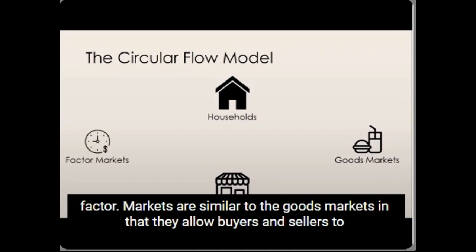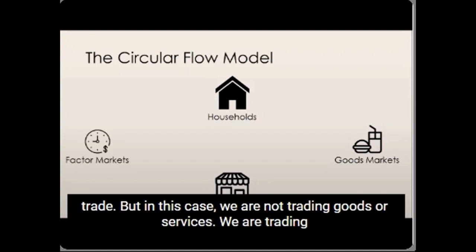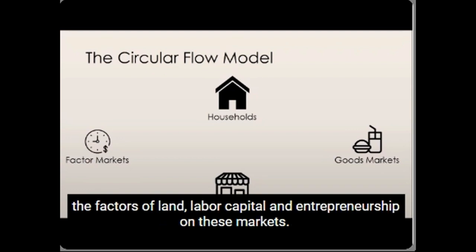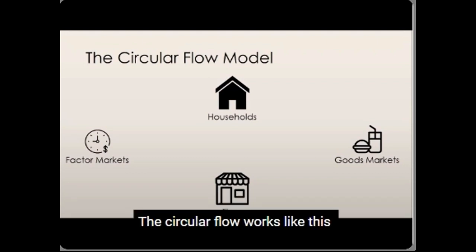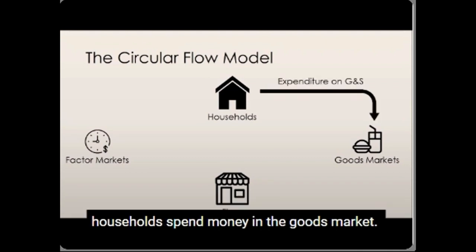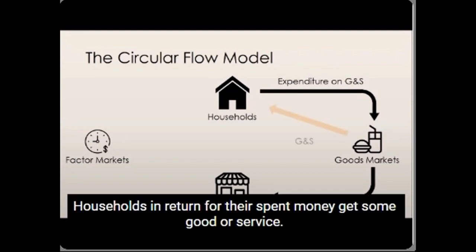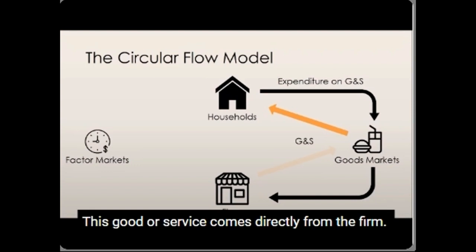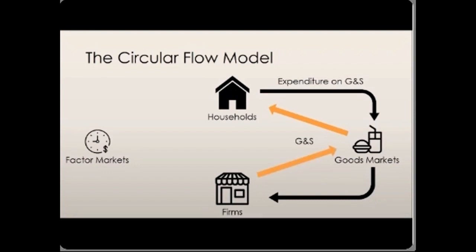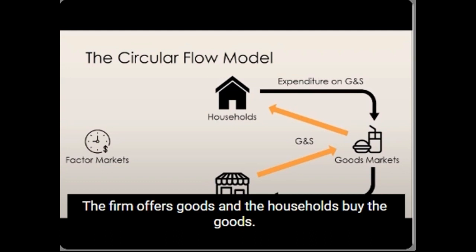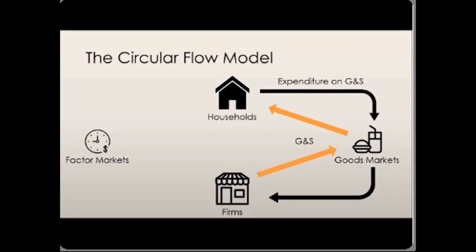Factor markets are similar to the goods markets in that they allow buyers and sellers to trade, but in this case we are not trading goods or services. We are trading the factors of land, labor, capital, and entrepreneurship on these markets. The circular flow works like this. Households spend money in the goods market. This money goes straight to firms, as firms are the sellers of these goods. Households, in return for their spent money, get some good or service. This good or service comes directly from the firm. The firm offers goods and the households buy the goods.